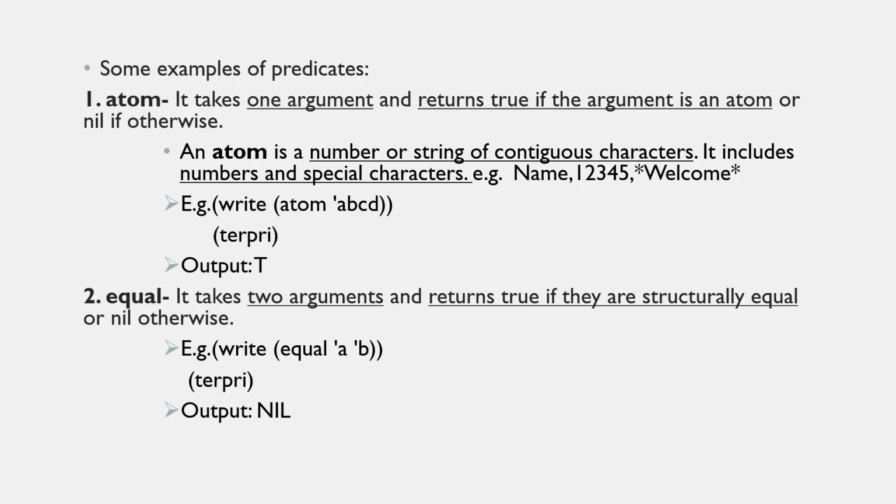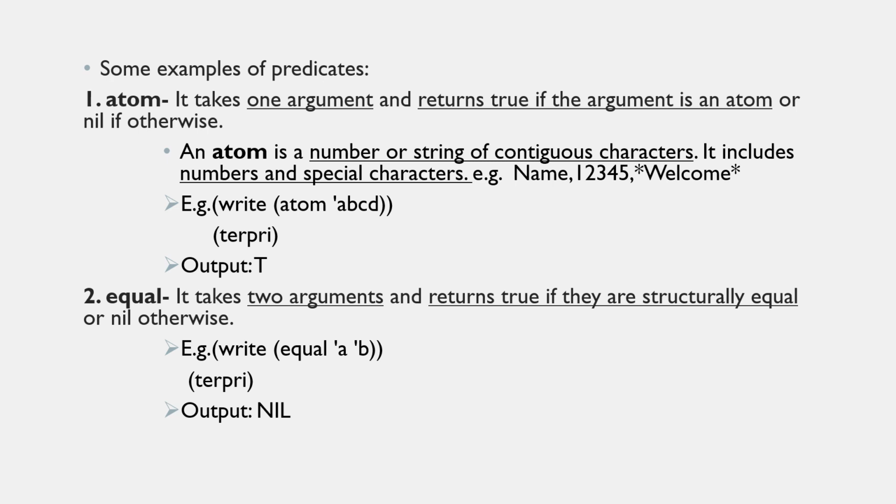Some examples of predicates. The first predicate is atom. First we will understand what you mean by atom. An atom is a number or string of characters. So it can be numbers or special characters also. Example, name, 12345, or n star symbol, welcome, and again a star symbol. Now we will see how to use the atom predicate. The atom predicate will take one argument and it will return true if the given argument is an atom, or it will return nil otherwise.